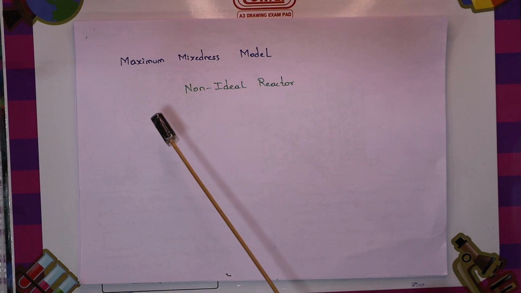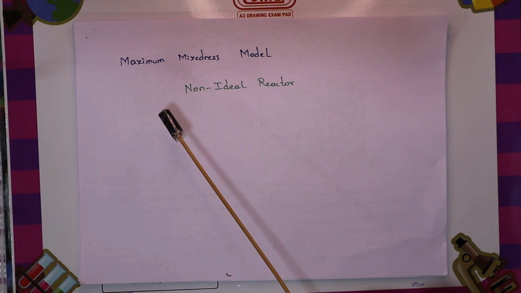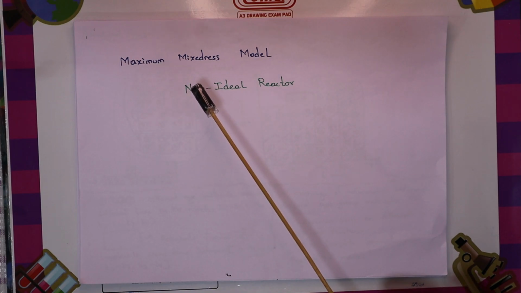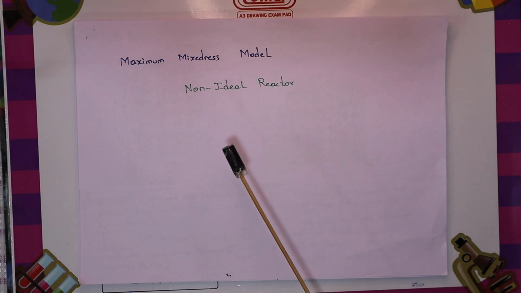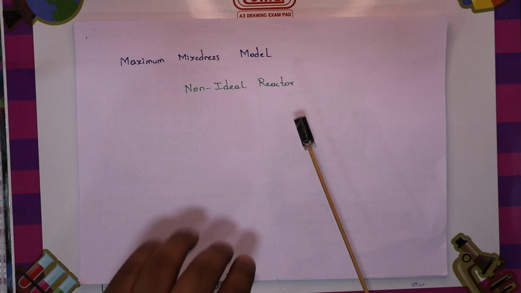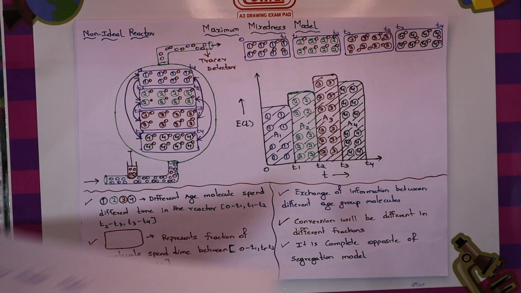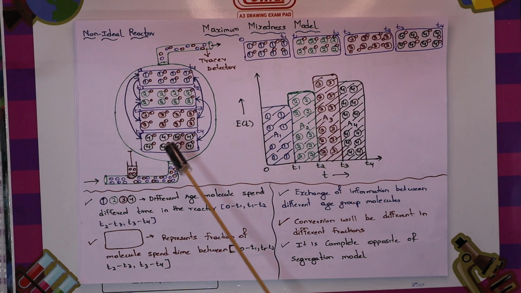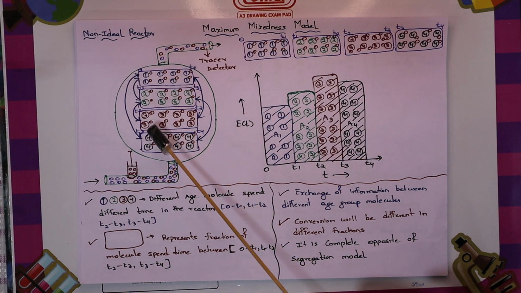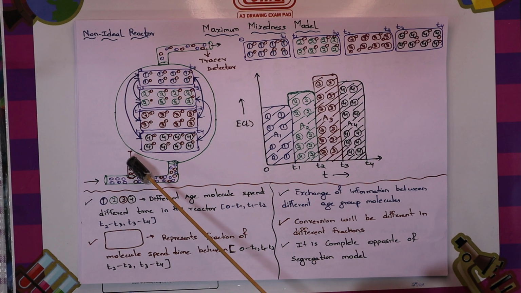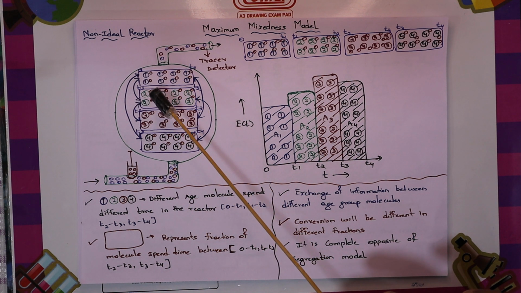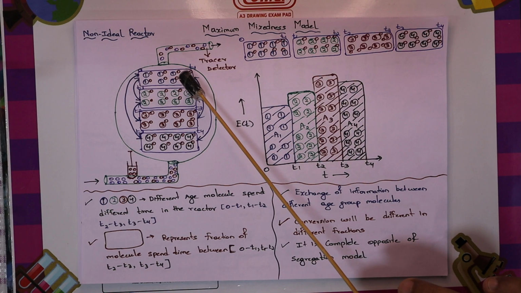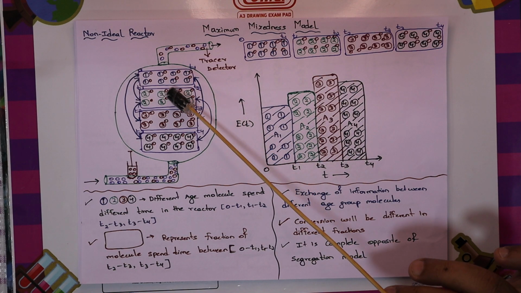In the last class we discussed the segregated model, and today we will discuss the maximum mixedness model. The basic difference between the segregated model and the maximum mixedness model is as follows. This is a non-ideal reactor in which you inject some amount of tracer, which will tell you the information about the time. Okay, so in the segregated model we have discussed that there are different age molecules in the reactor.